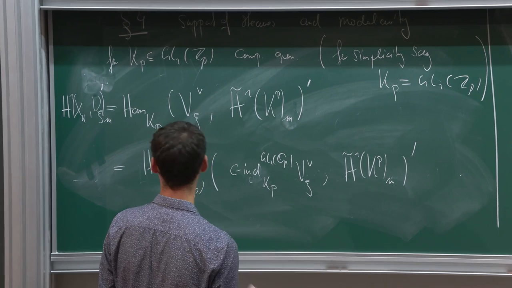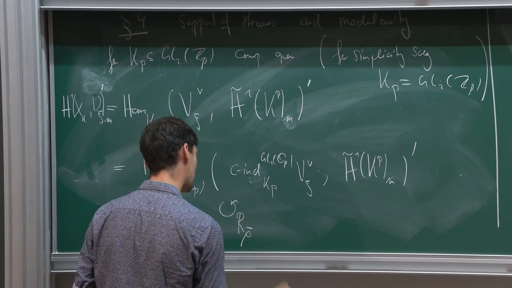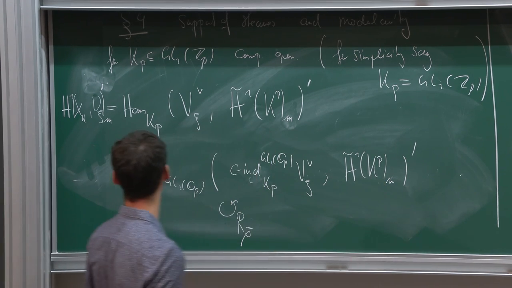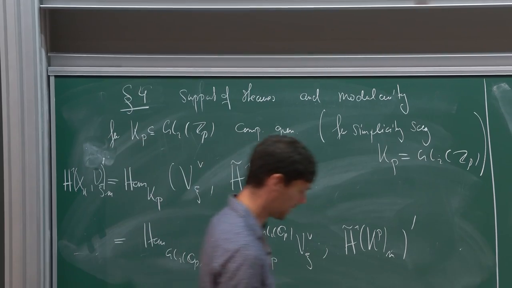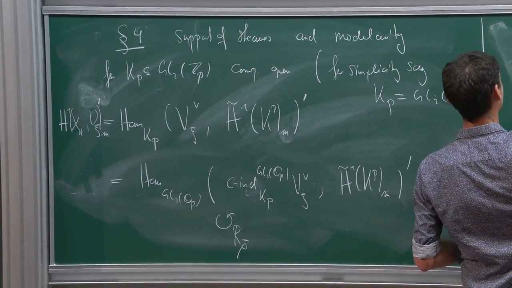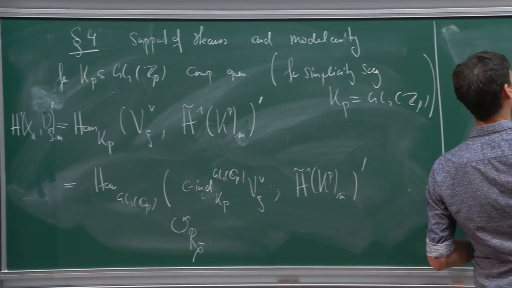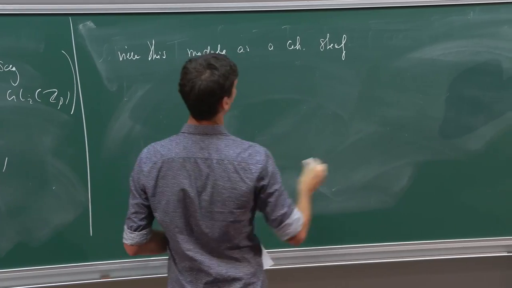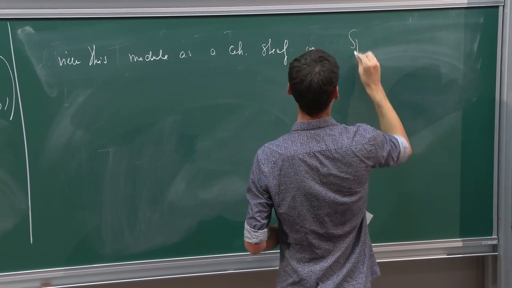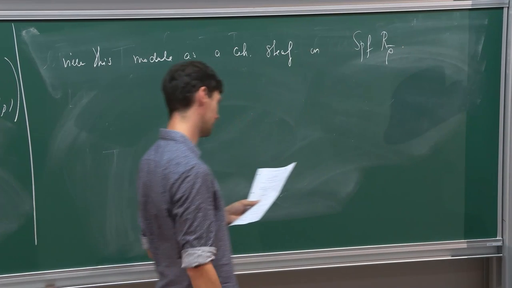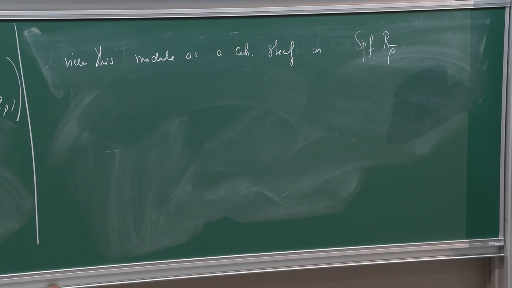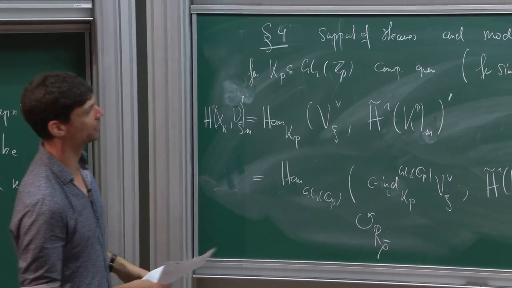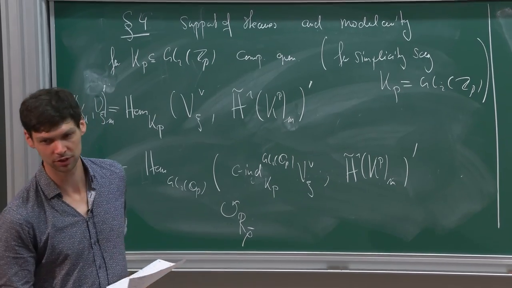This is a module over the Galois deformation ring, just because this guy here was a module over this. So we view this module as a coherent sheaf on, let's say, Spec R rho bar, which is the most natural thing, and which certainly has finite support. This cohomology is contributed to only by finitely many Galois representations. But we would very much like to know what its support is.